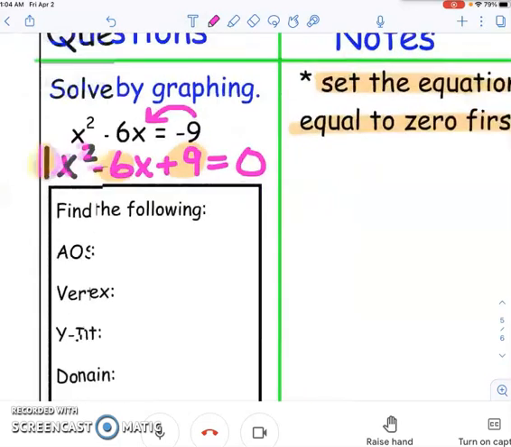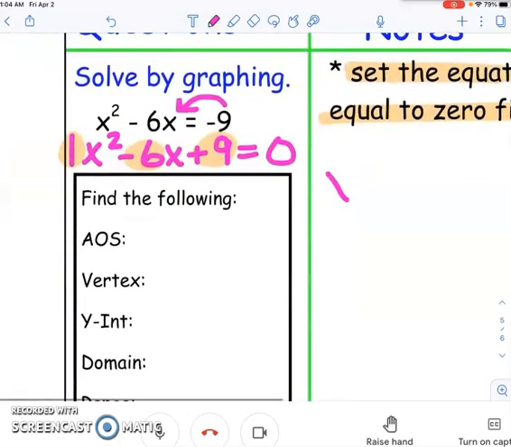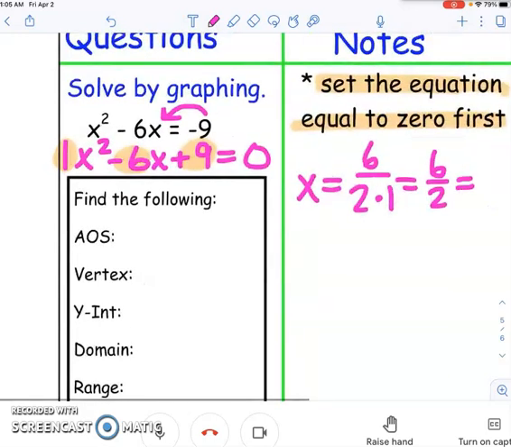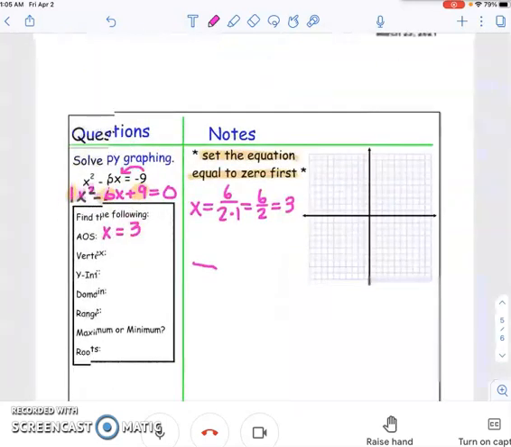Okay, so axis of symmetry, x equals the opposite of B. So the opposite of -6 is +6, and then 2 times A, which is 1. So 6 divided by 2, so that is 3. So our axis of symmetry is x equals 3. So draw that on your graph.